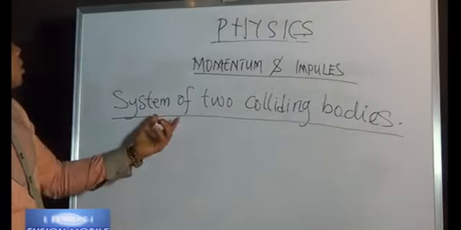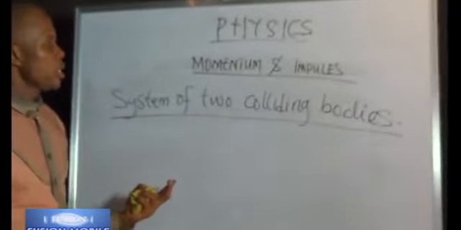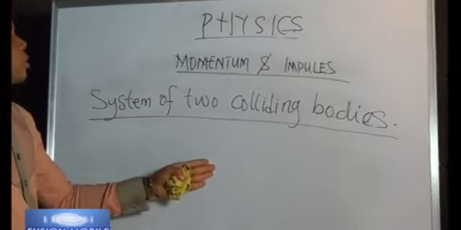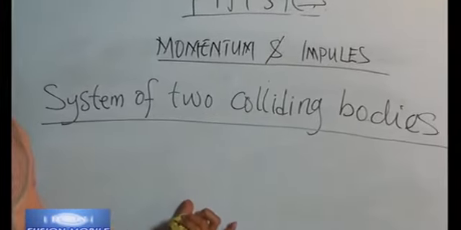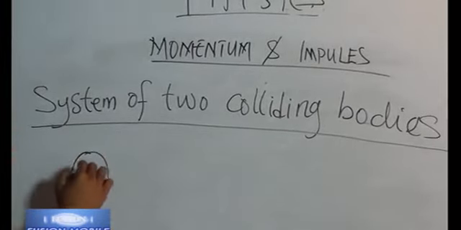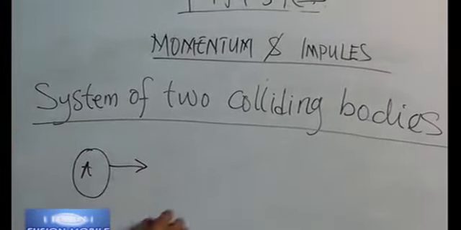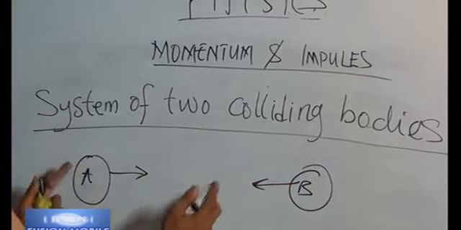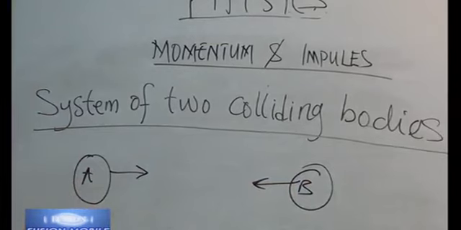Now let's look at a system of two colliding bodies. When you have two bodies coming together to collide, there are three possibilities that will come out as an outcome. First, if I have a body A coming this way and another body B coming this way, they are coming to have a collision.